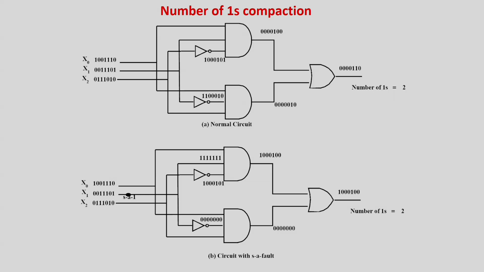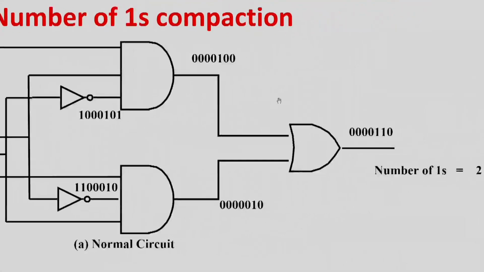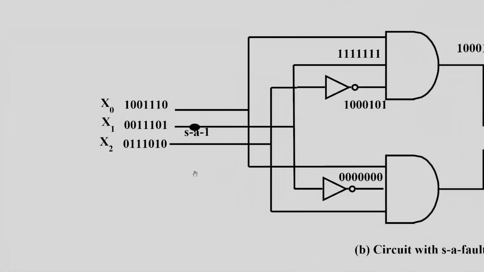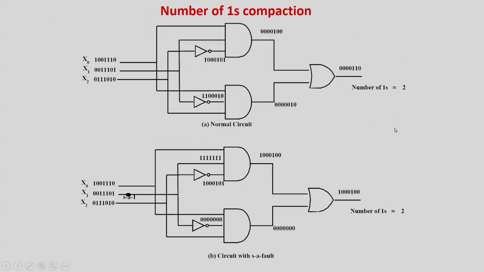Another example. Another circuit I have taken, and again I am giving the same input patterns over here. These are the patterns and this is the output. The number of ones is 2 for this circuit also. Again here I am going to take a stuck-at-1 fault. So this is going over here, this is 1, and the outputs will be all zeros if you compare. Surprisingly, in this case the number of ones is also 2.